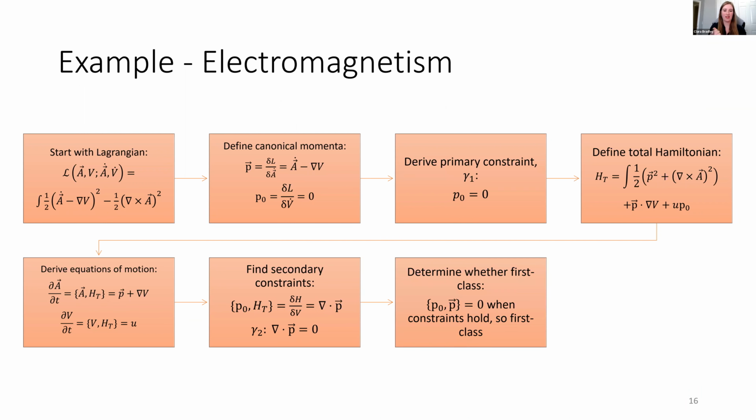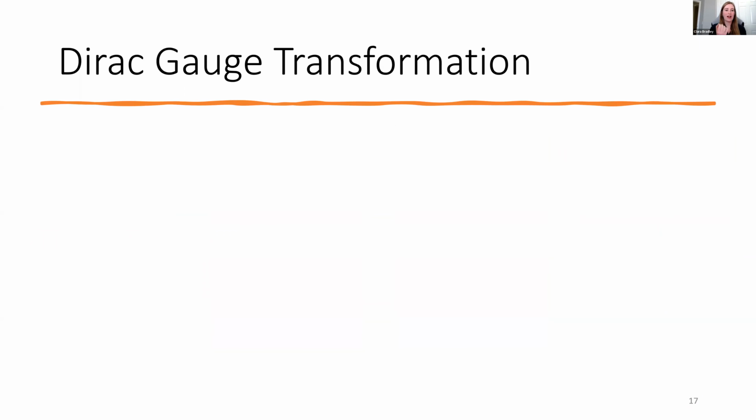And finally, the Poisson bracket between these two constraints is equal to 0 when the constraints hold. And so both of these constraints are first class. Okay. So now we're going to turn to how Dirac understands the gauge transformations.